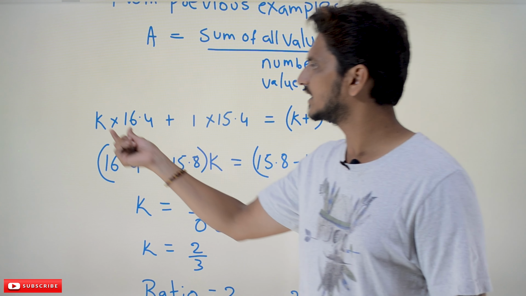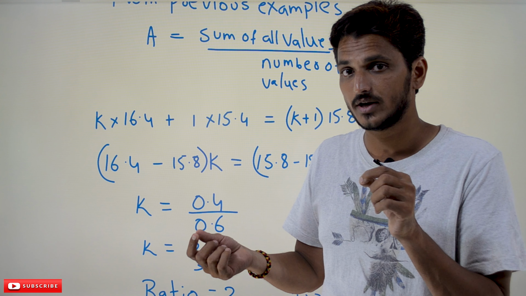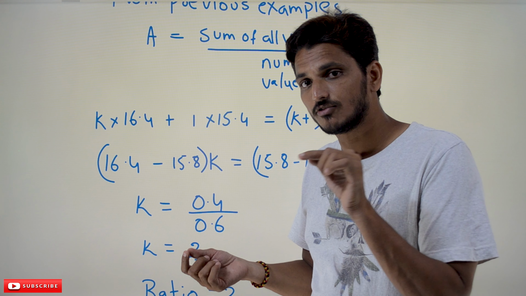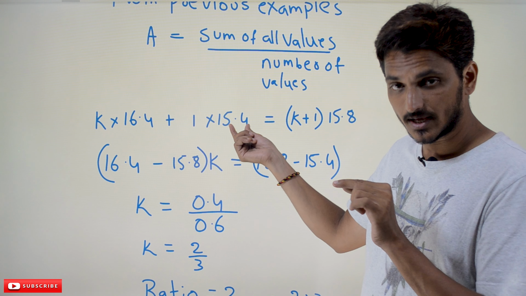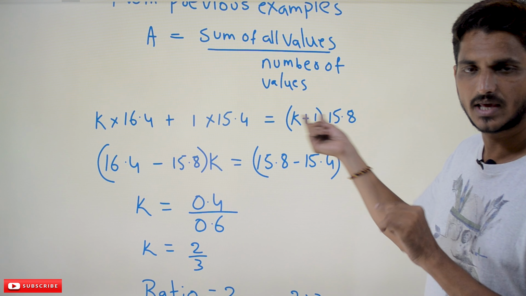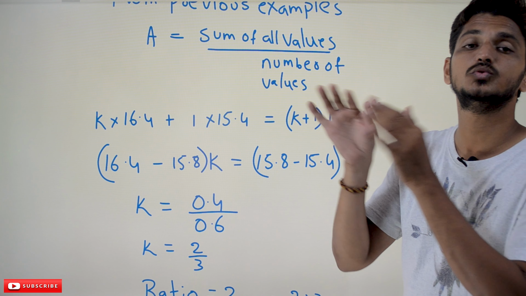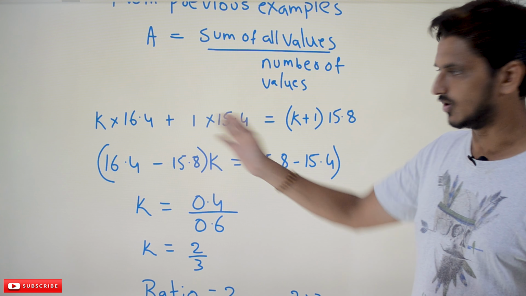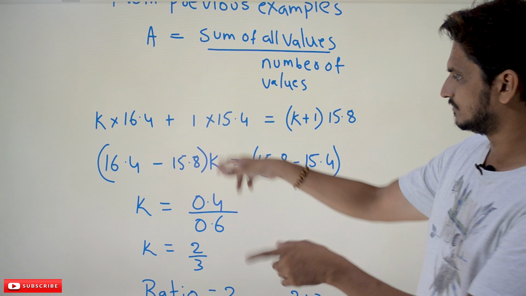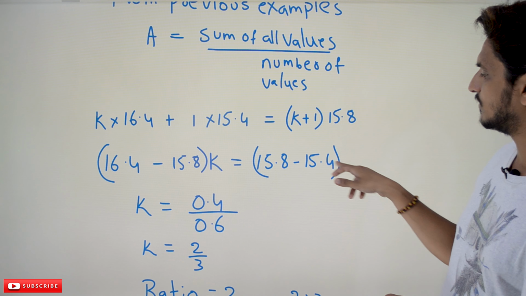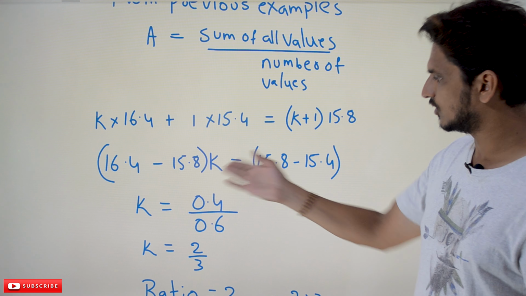Now we have to understand: k boys multiplied by the average value is going to provide you the summation of all the ages of boys, plus 1 multiplied by 15.4, the summation of all the ages of girls, equal to k plus 1 multiplied by 15.8, the summation of all the ages of students, which is equal to... solve k. If you take, 16.4 minus 15.8 multiplied by k is equal to 15.8 minus 15.4. Arrange the terms to the left and right, and you are going to get this equation.